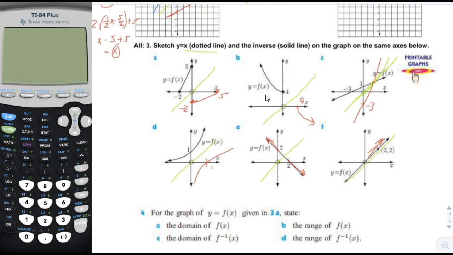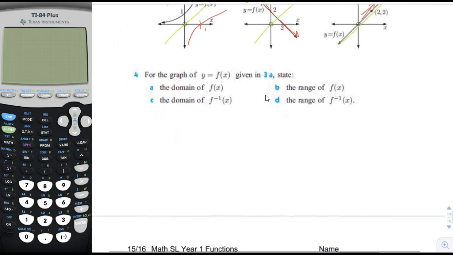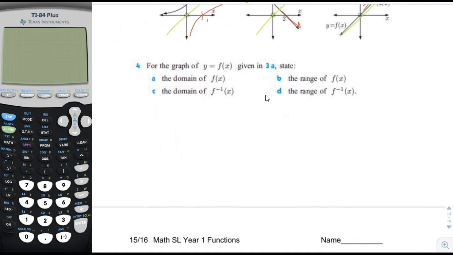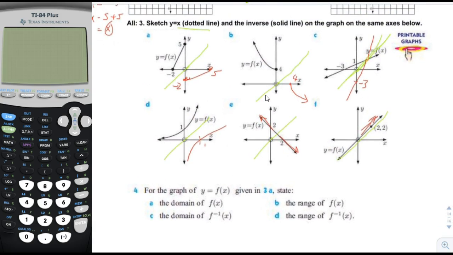Okay, let's see. Go down to number 4. For the graph of y equals f of x given in 3a, state the domain of f of x, the range of f of x, the domain of f inverse, and the range of f inverse. Okay, for 3a. 3a was this one.